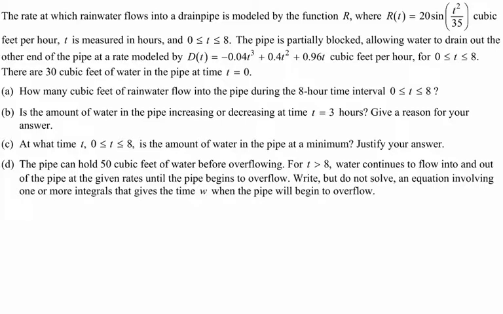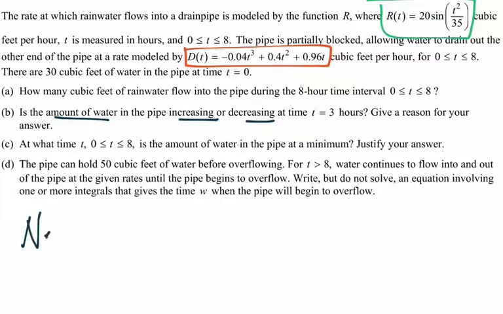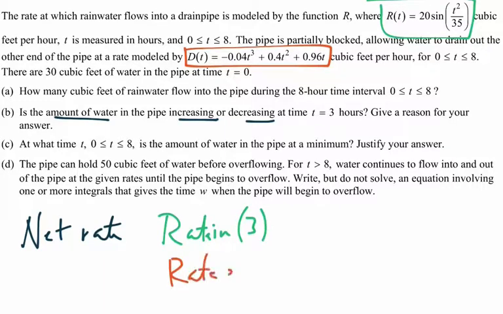Let's do part B. Alright, so part B has a couple things. Let's go ahead and recircle our rate in and our rate out. And part B says, is the amount of water increasing or decreasing? So to look at this, we're going to look at the net rate, and we're going to compare the rate in at 3 and the rate out at 3.